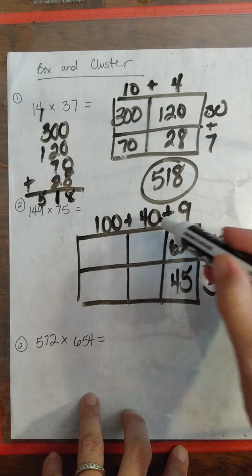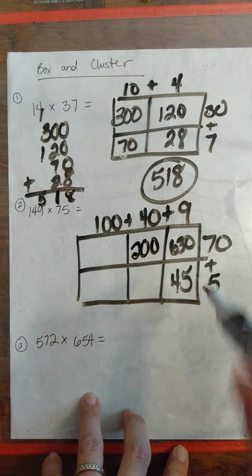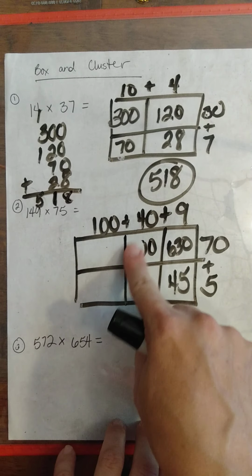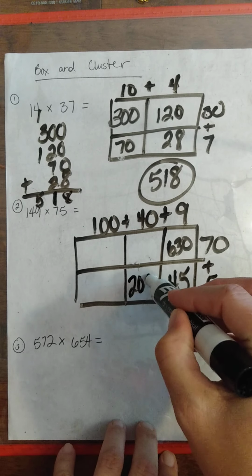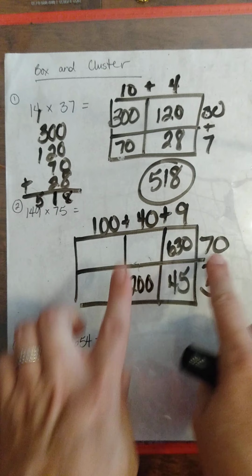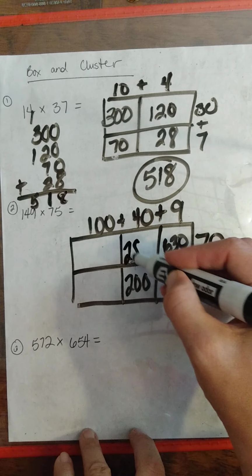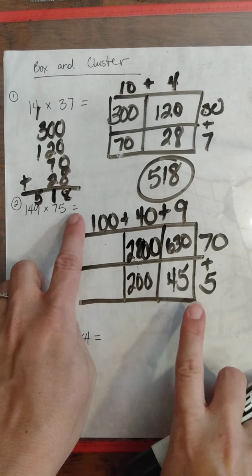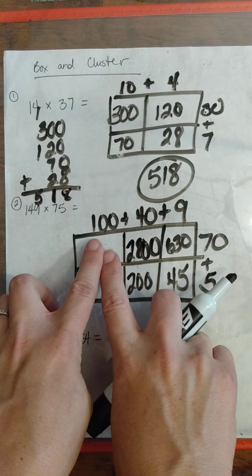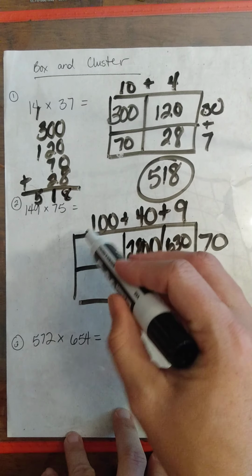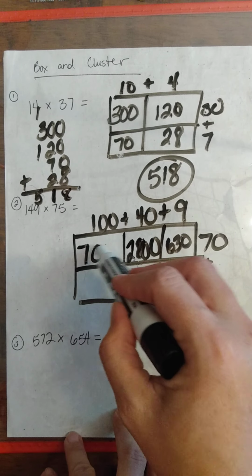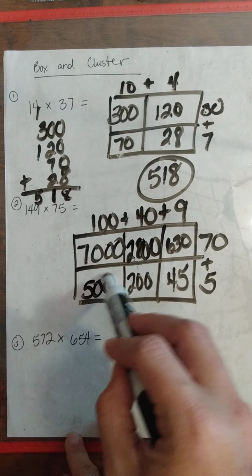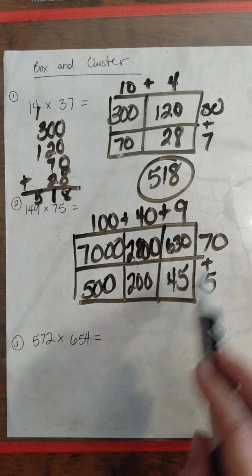4 times 5 is 20, plus that extra 0. So be careful, because this really is 45 times. No, excuse me, I'm sorry, I'm in the wrong box. 40 times 70, so 4 times 7 is 28 with 2 zeros, so 2,800 in that box. Then over here, 70 times 100, 7 times 1 is 7, and I need 3 zeros, or 7,000, and 5 times 100 is 500. So again, I'm going to stack and add these.